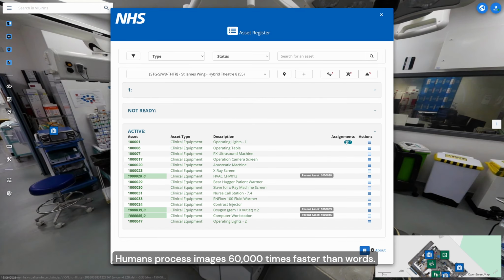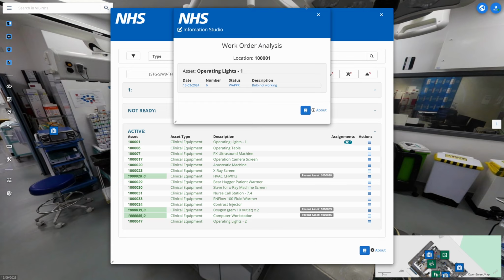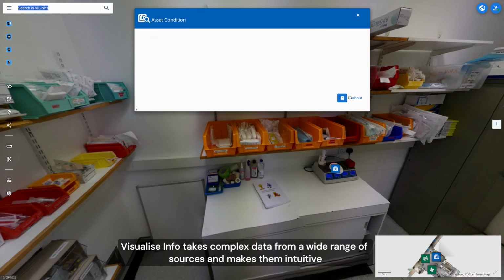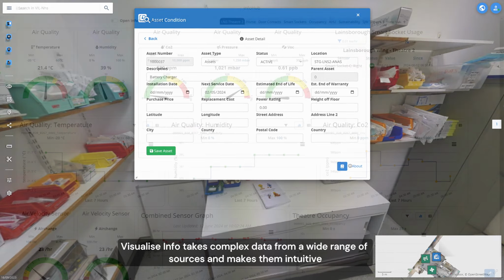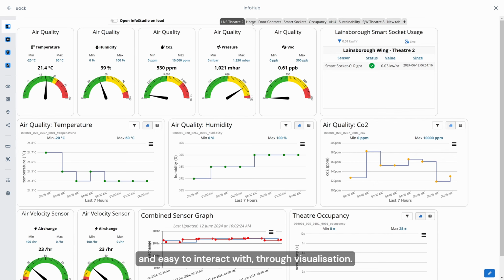Humans process images 60,000 times faster than words. Visualise Info takes complex data from a wide range of sources and makes it intuitive and easy to interact with through visualization.